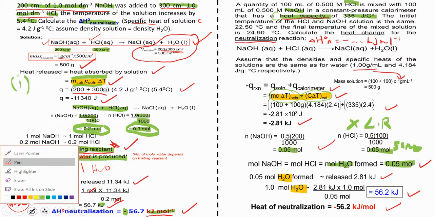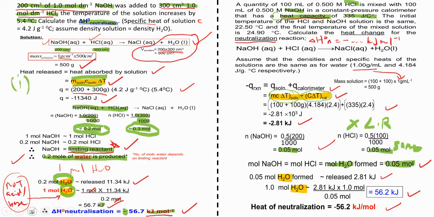Then I just want to highlight one thing. For heat of neutralization, the value should be around negative 57.3 kilojoule per mole. You see our answers, 56.7 and 56.2, won't be far or very different from 57.3. So that is also one way you can check whether your answer is correct or not.